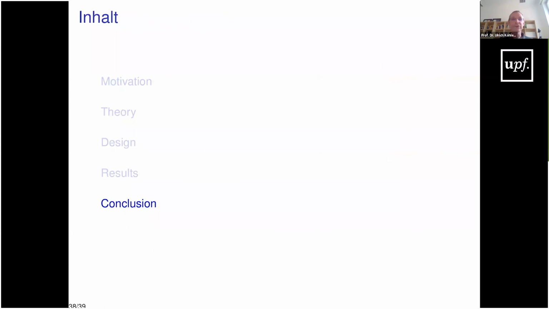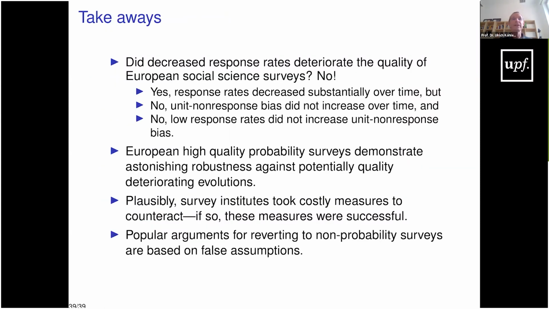So that's about the results. So here are our takeaway messages. Did decreased response rates deteriorate the quality of European social surveys, in the sense that we analyzed here? No. Yes, the response rates decreased substantially over time, but no, unit non-response bias did not increase over time, and no, low response rates did not increase unit non-response bias.